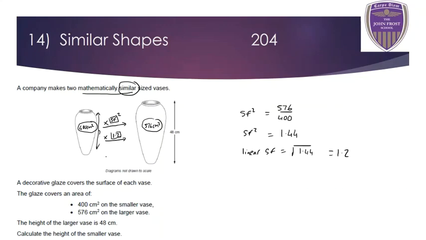So now we're being asked to find the height of this smaller vase here. So we know the height of the larger vase is 48. So to find the height of the smaller vase, we take the height of the larger vase, which is 48. And now, because we're going in the opposite direction, we need to divide it by the linear scale factor, which is divided by 1.2. So pop it now on the calculator, and that tells me that the height of the smaller vase is equal to 40 centimeters.